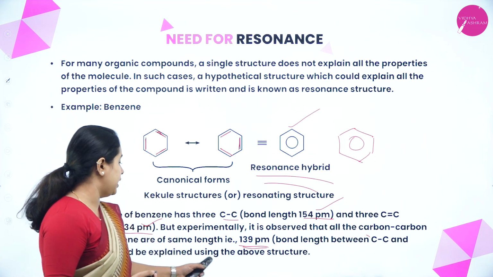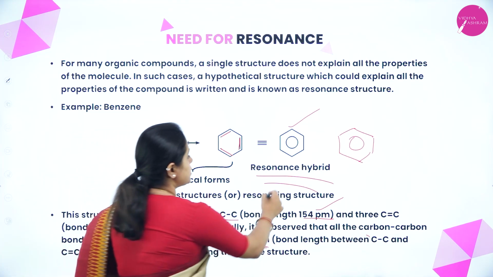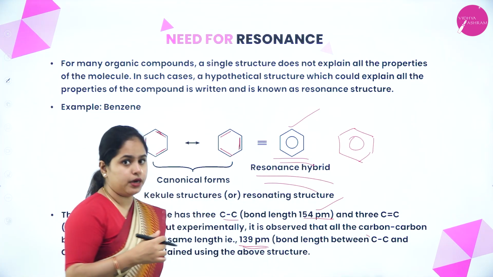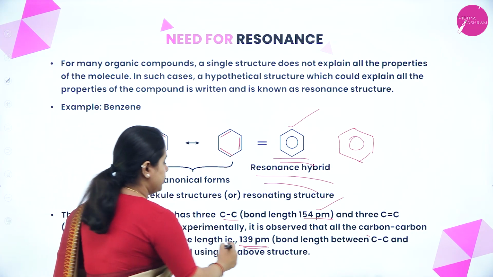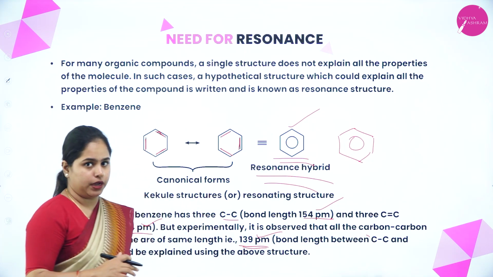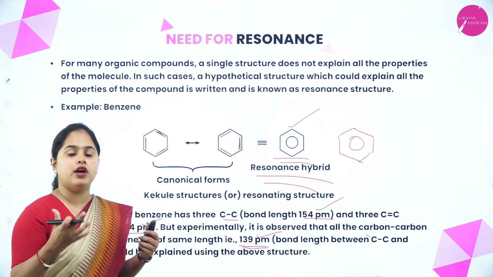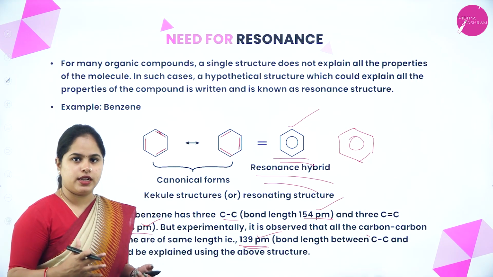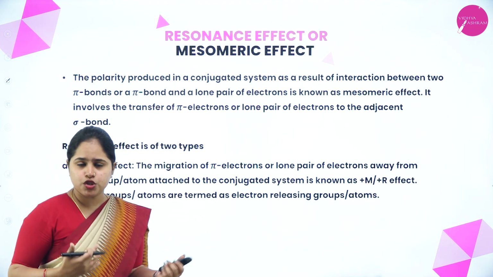And this could be explained using the above structure. Right. So in the resonance hybrid, all the carbon-carbon bonds will have the bond length of 139 picometer. It is neither that of a double bond nor a single bond. So it has a bond length intermediate to both of them. Right? That is why it is a resonance hybrid. Okay, clear? We understood what resonance is.